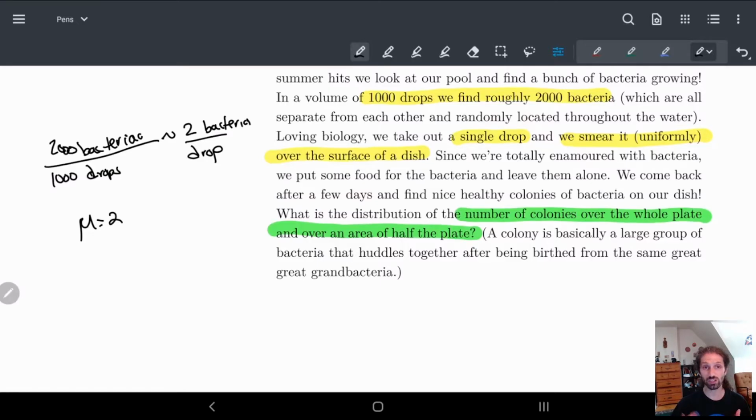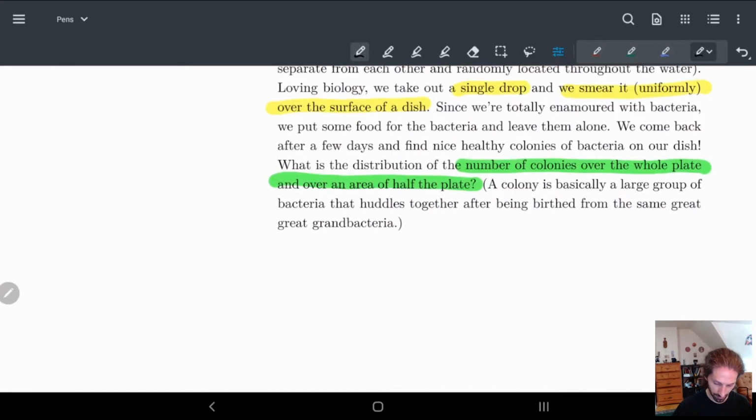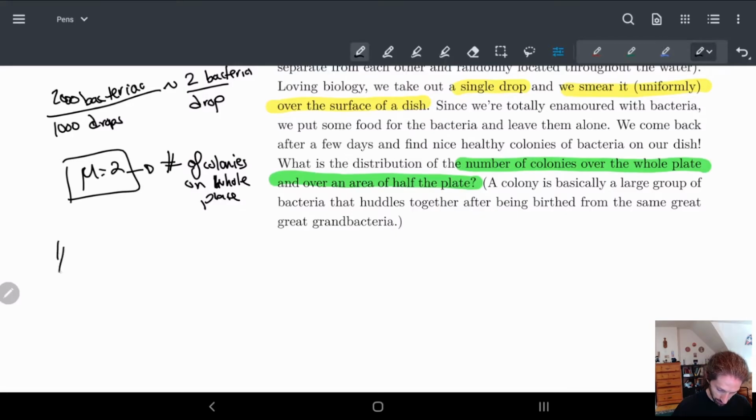So here you have to just think about this. The first answer is 2, the number of colonies on the whole plate. Okay, so how about half the plate? Well, if I look at any half of the plate, the bacteria are going to be in random locations. I don't know where I smeared them, so I should probably get half. So half the plate implies mu over 2, so it's about 1.